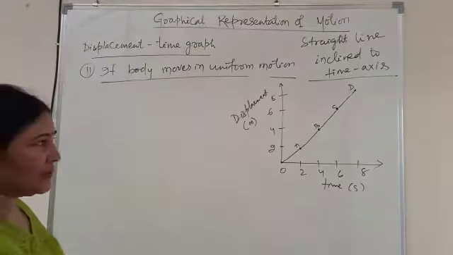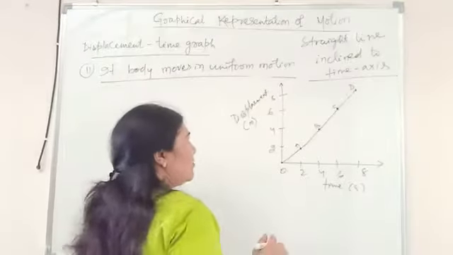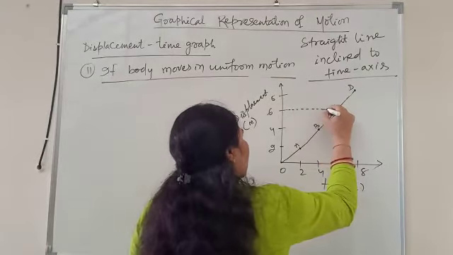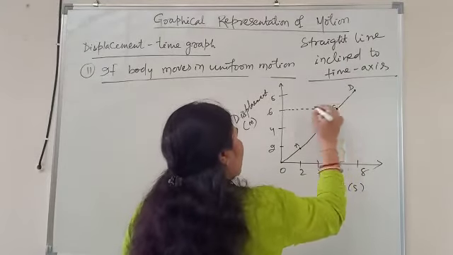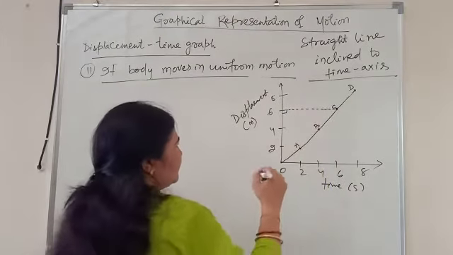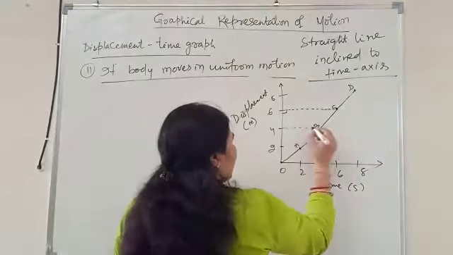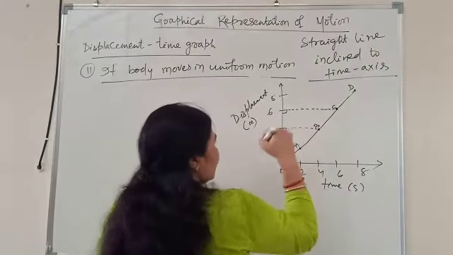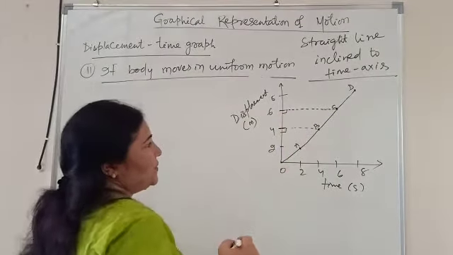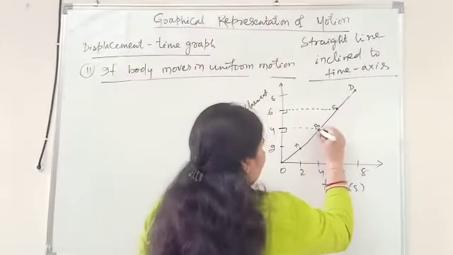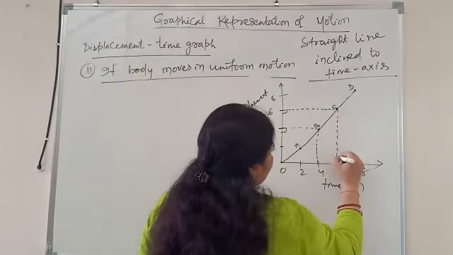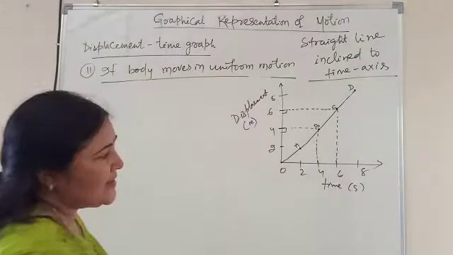So first, what you have to do? You have to choose any 2 points. Then what you have to do? Draw perpendiculars from the point C to the displacement axis, and from the point B to the displacement axis. See, like this one. Similarly, draw a perpendicular from B on the time axis, and drop the perpendicular from the point C on the time axis.